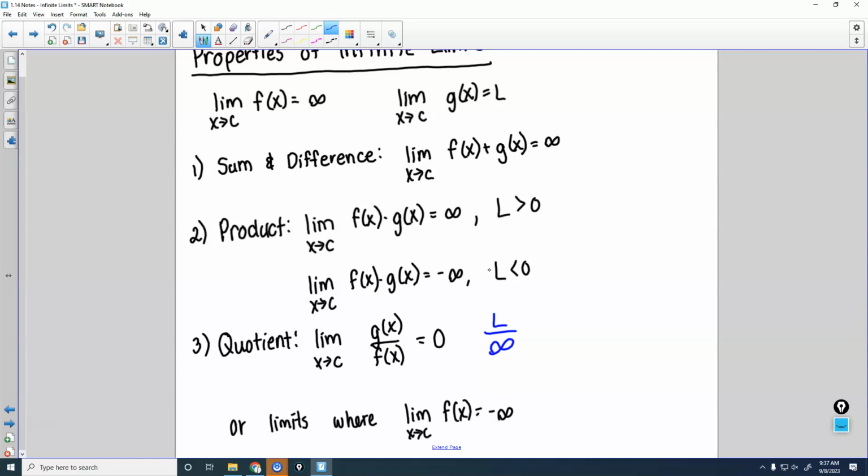That bottom's getting bigger and bigger and bigger, right? L is staying the same, right? So just like we were talking about yesterday with our limits as x approaches infinity, this is similar to what's happening here. So if you got something where the limit is going to be infinity on the bottom, that's going to give you 0 for that. And these limits also apply where we have negative infinity. We'll just get negative infinities. The signs will be switched for that as well.